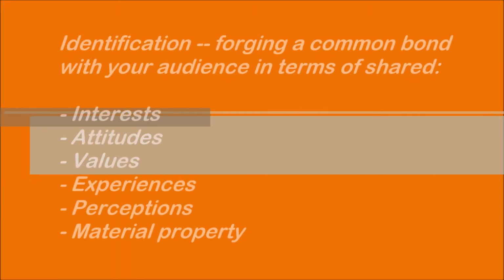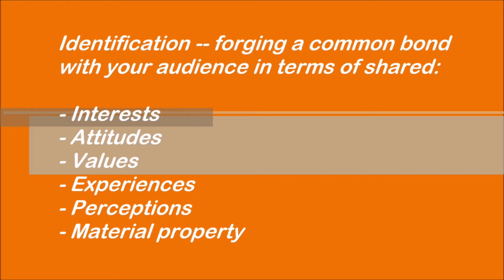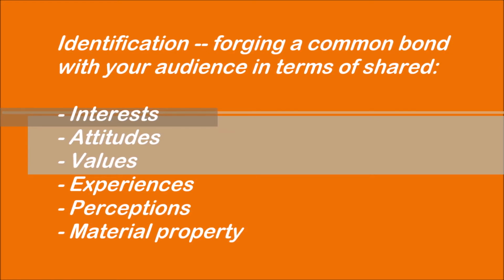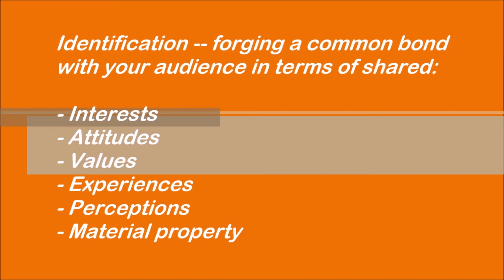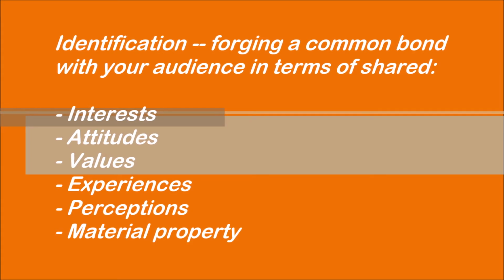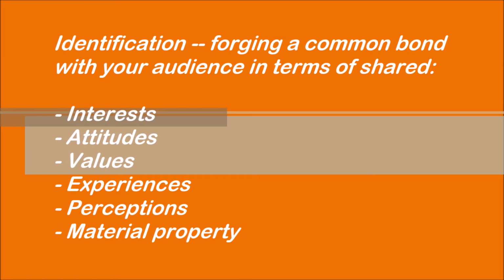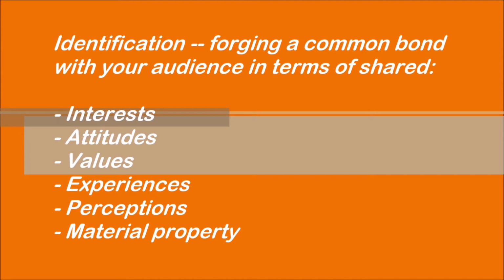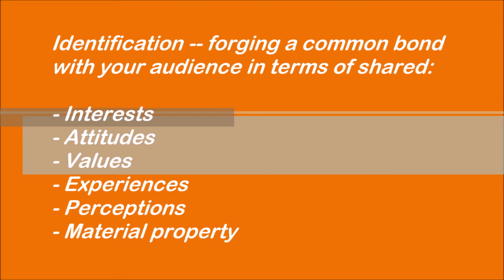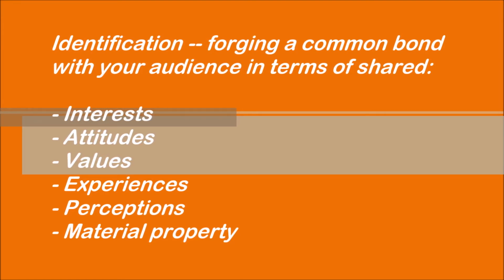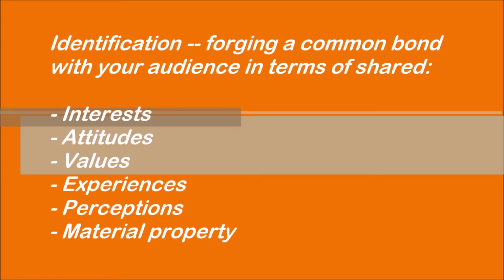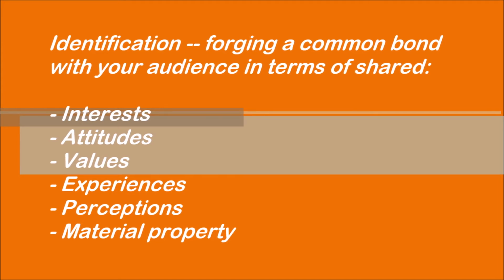We can forge a common bond with our audience, or identify with our audience, by focusing on several key areas. The first would be interests, such as literature, sports, or hobbies. Next would be attitudes, such as common attitudes in terms of politics or social issues. Next, values, such as honesty, integrity, or loyalty. Experiences, such as education, vocation. Perceptions, such as people's challenges or the problems or opportunities they see. Or lastly, material property, things such as houses, artwork, cars, or other possessions.